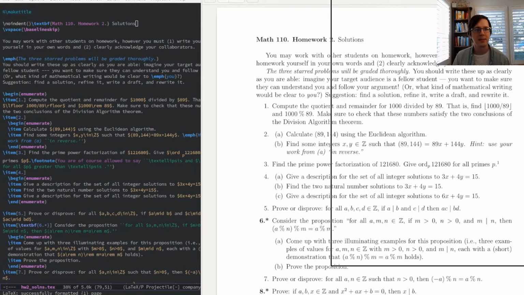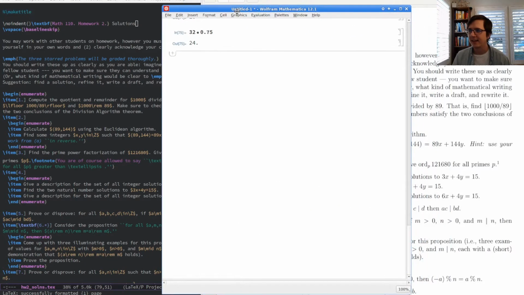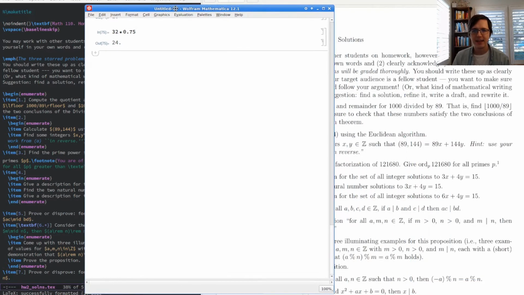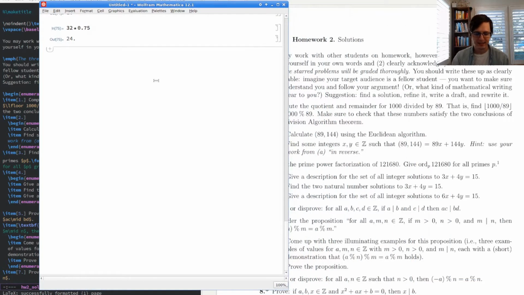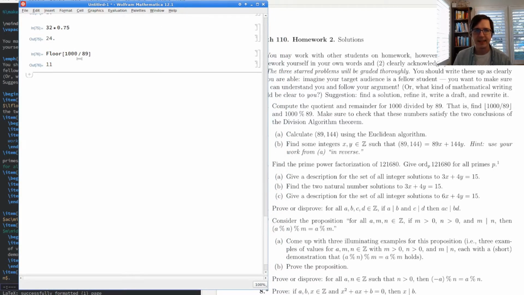So I'm going to pull up Mathematica. Here's just some random Mathematica session. And so it's supposed to be 1,000 by 89. One thing I can do is take the floor of this. So it's going to be 11 for that. And again, we could have found this by hand very easily. I'm just being a little lazy since I get to write the solutions the way I want.